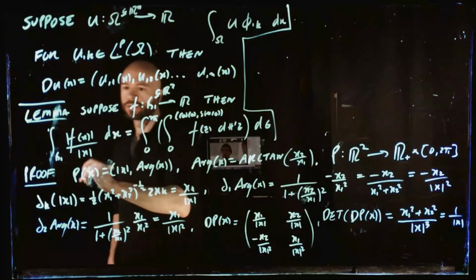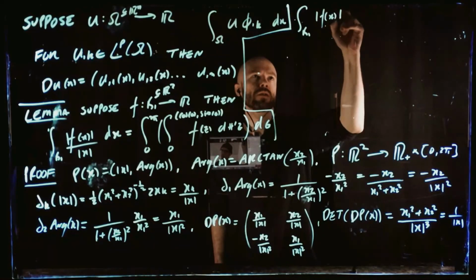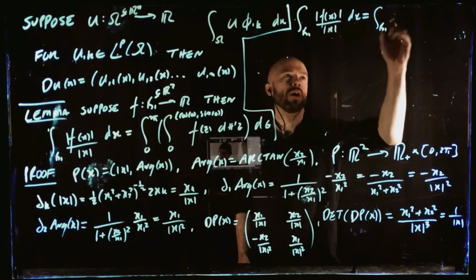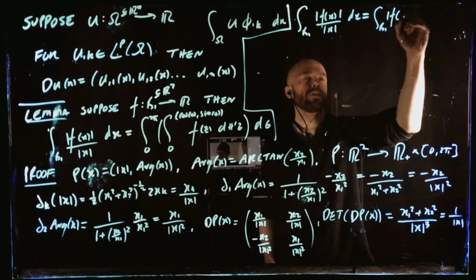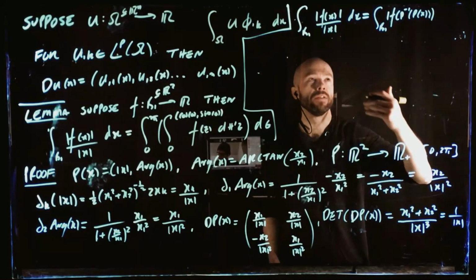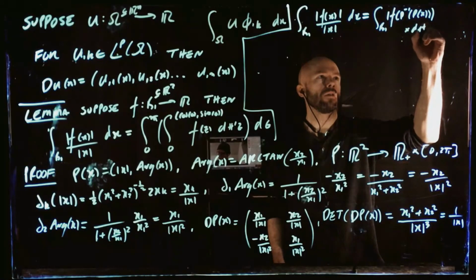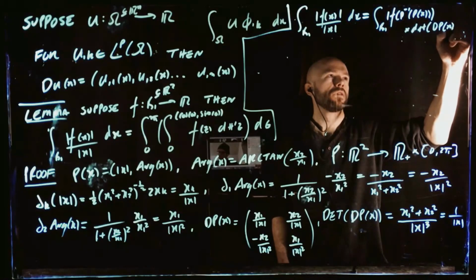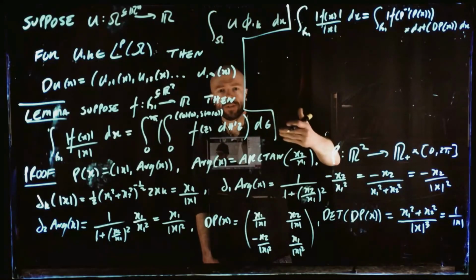Let's write this thing. The integral over B1 of f of x over mod x dx equals the integral over B1. And we now know this is the Jacobian of this thing, so let's write this as f of P to the minus 1 of P of x, where P seems to be an invertible thing, right? Times the determinant of the gradient like this, dx. Right? Cool, but now we're in a position to do change of variables.